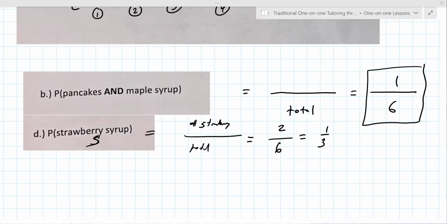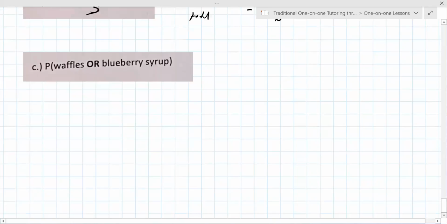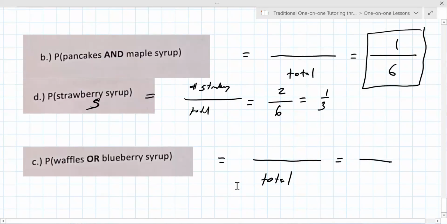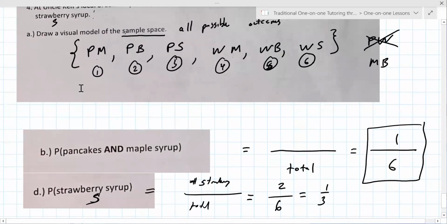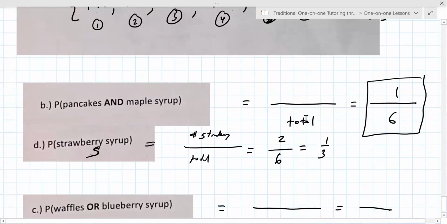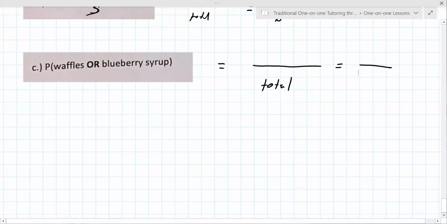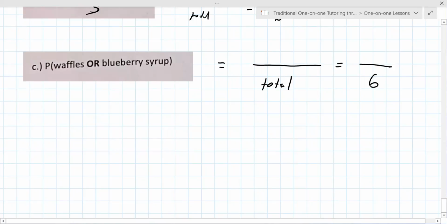So let's go with part C. This is not a so-called trick question. What is the total? The sample space is all the possible outcomes. How many possible outcomes are there? 6. The total is the number of possible outcomes. Oh, so 6. Yes. Okay.